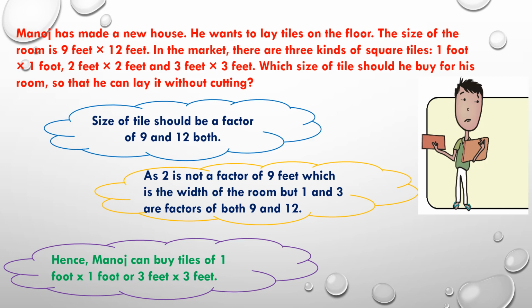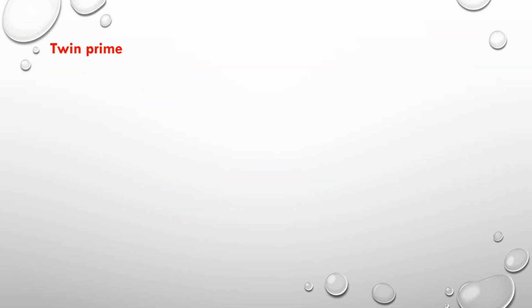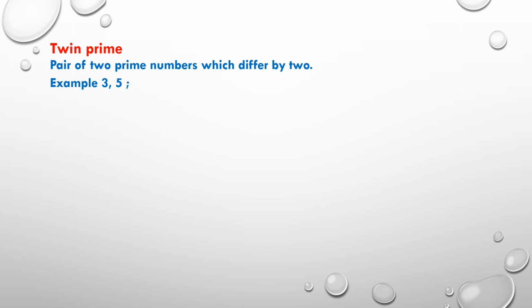Twin prime: a pair of two prime numbers which differ by 2. That means if I have two prime numbers and the difference between them is 2, then they are both twin primes. For example, 3 and 5. When I subtract 3 from 5, my answer is 2. And we know 3 is a prime number and 5 is also a prime number. So the difference between the two prime numbers is 2. So 3 and 5 are twin primes.